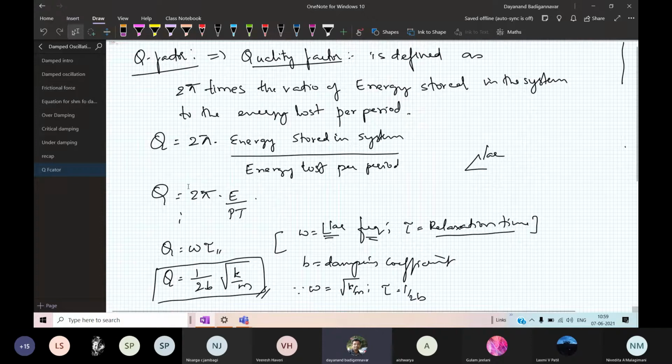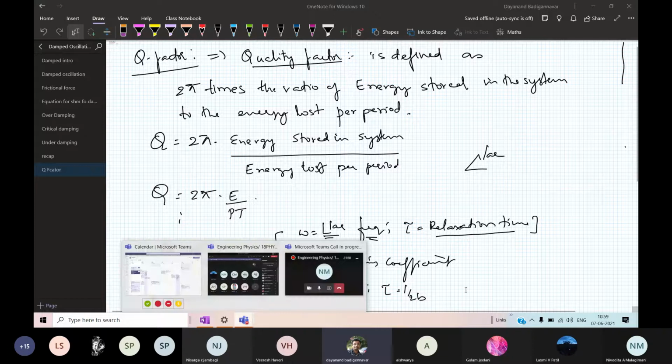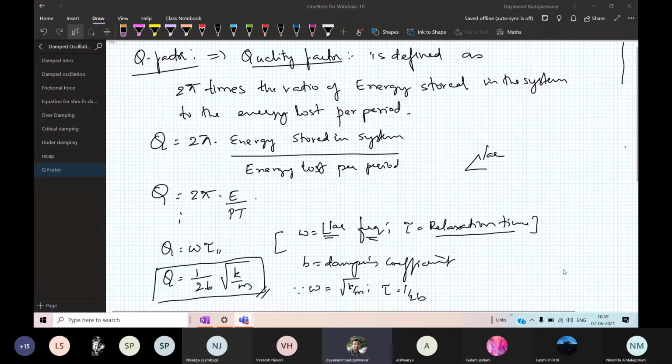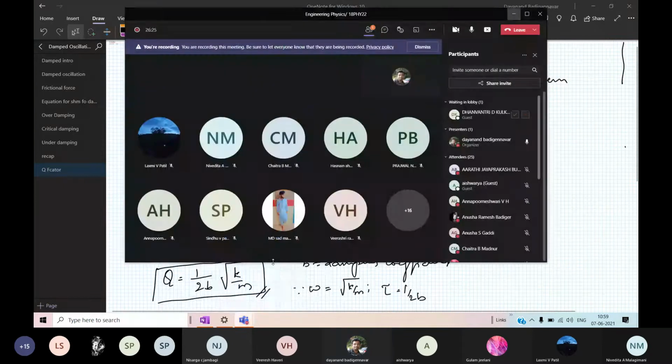That is nothing but the forced oscillations. Let's go for the next one. Very important topic, forced oscillations.